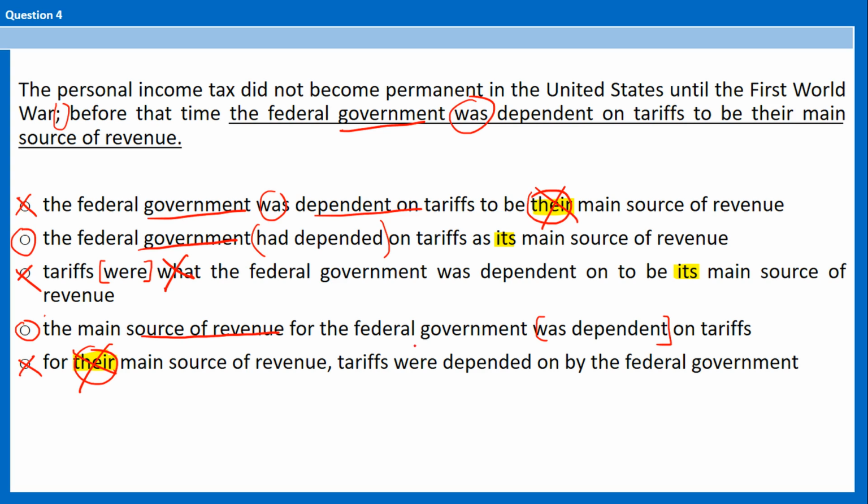And you have the verb was dependent. Okay, and there are a couple of things that I don't like about number 4. First, it changes the subject. Okay, it becomes a passive construction. And second, the verb was simple past. Okay, we want past perfect, had depended, because this action occurred before another action in the past. So just keep the second one.